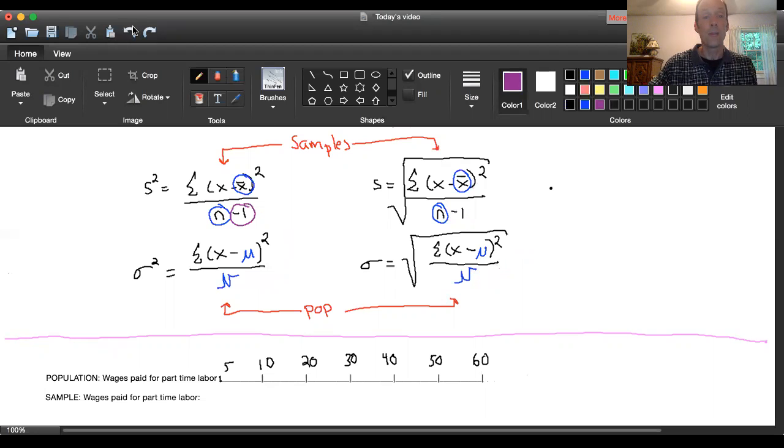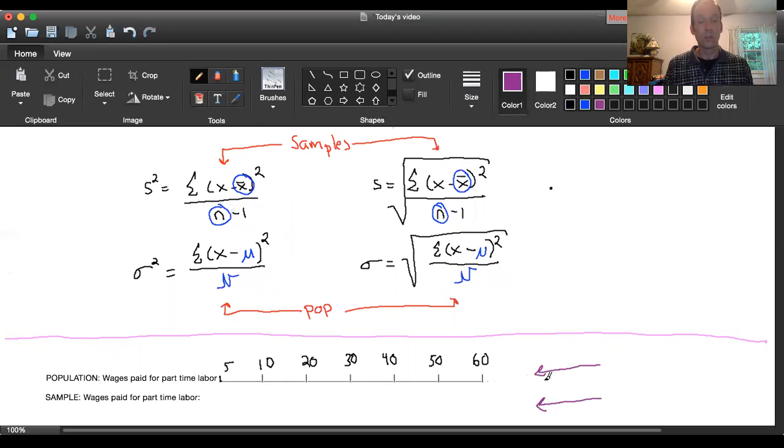And to get a better fix on what's going on in there, let's take a look at the bottom part of the screen. And down below here, we've got two different pieces written in, something on the top, something on the bottom. And this all has to do with wages that people are making for part-time work.